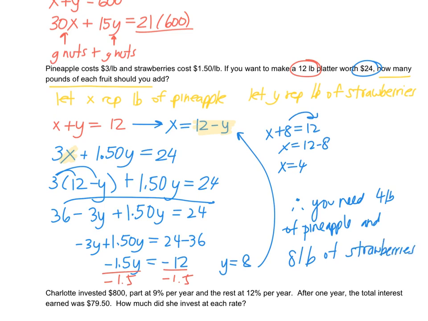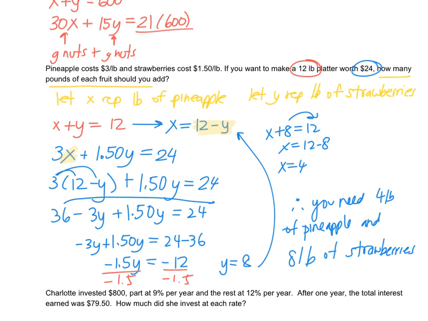And then you can also do a double check. Multiply 4 by 3 and you get 12. Multiply 8 by 1.5, you also get 12. And if you add those together, it's $24 for the entire platter.